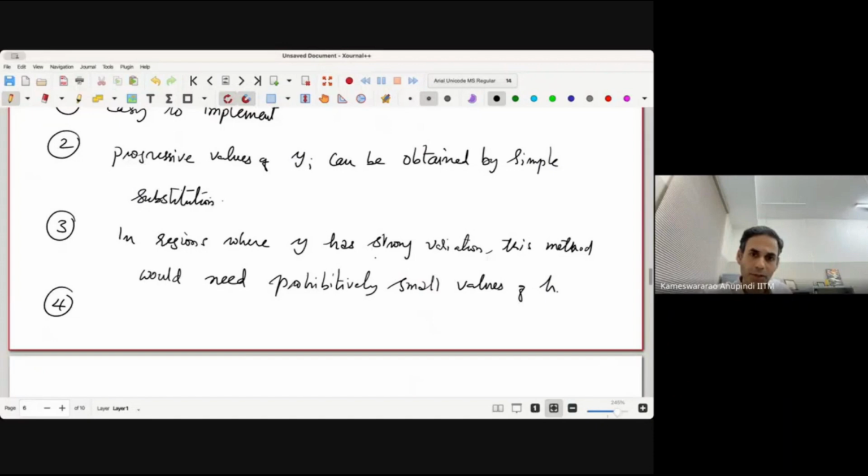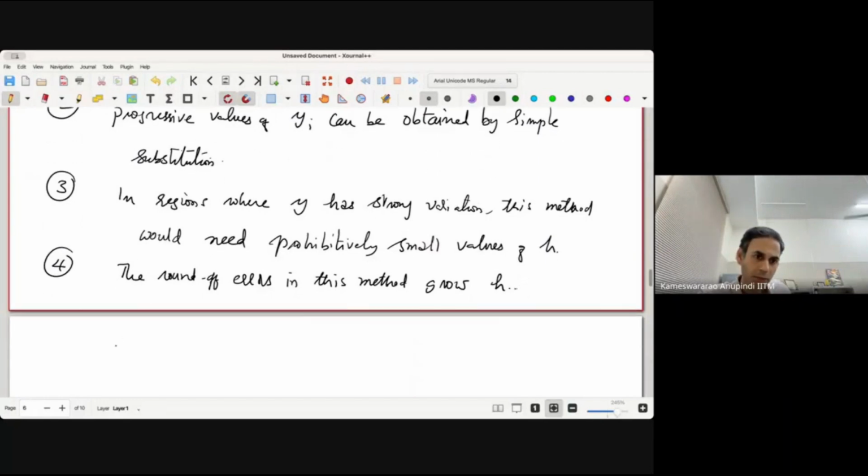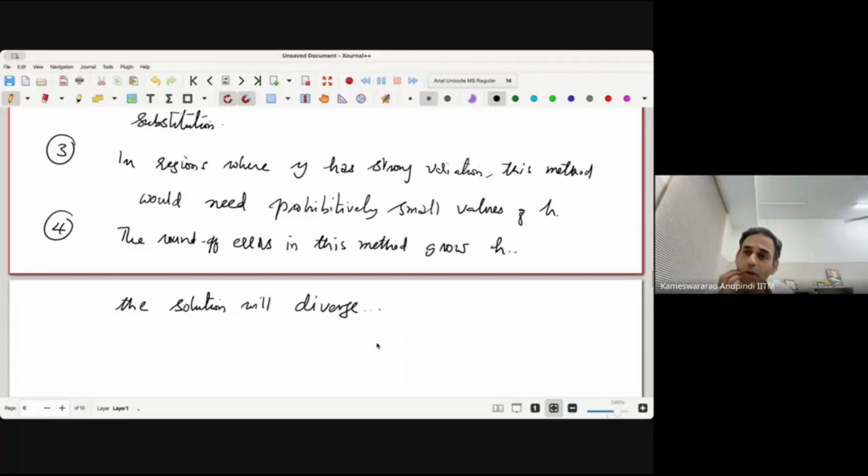Okay, and many a times when there are strong variations of y or strong gradients, then what will happen is that the round off errors in this method kind of grow for certain values of h, and then the solution usually will be unstable. Solution will diverge, okay, for certain class of problems, unless you take very small values of h, which are going to be too small for the case.